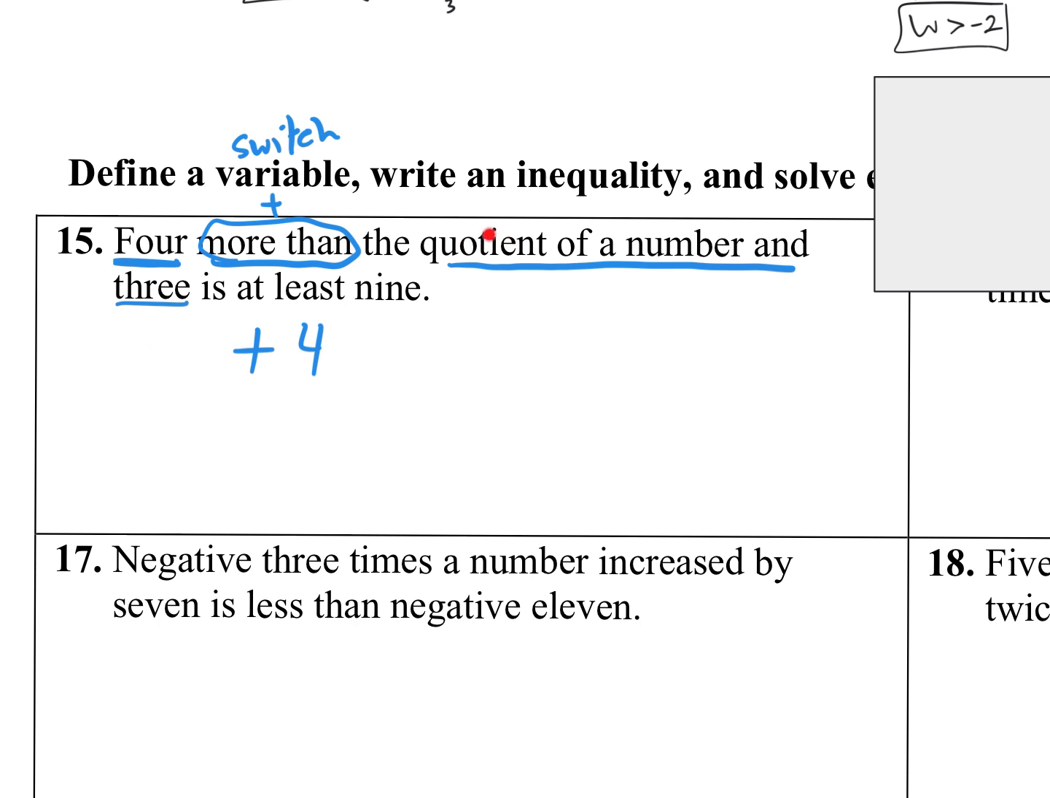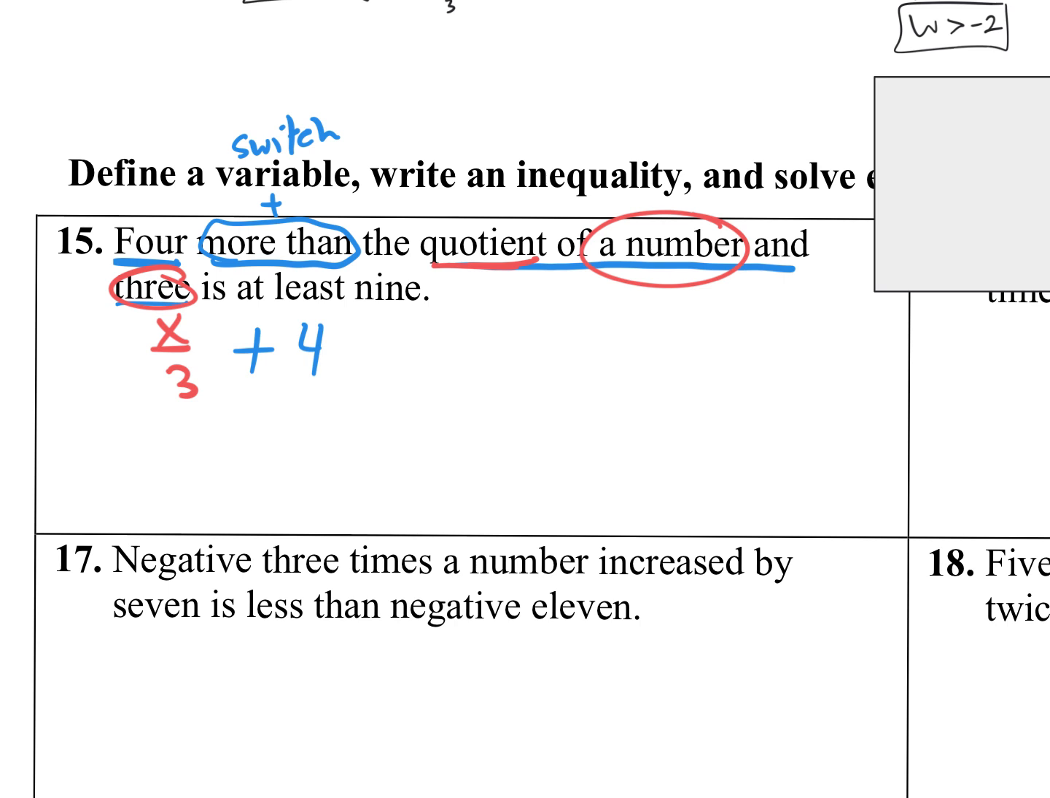Now, how about what gets written over here on this side? It says the quotient. And I hope you remember that quotient means division or a fraction. And what is that fraction going to be? A number, which you're going to call x, and 3. So x on top and 3 on the bottom. So you're going to put a fraction. Right here, quotient is a fraction. And what is in that fraction? It's a number, which is x, and 3. So x over 3 plus 4.